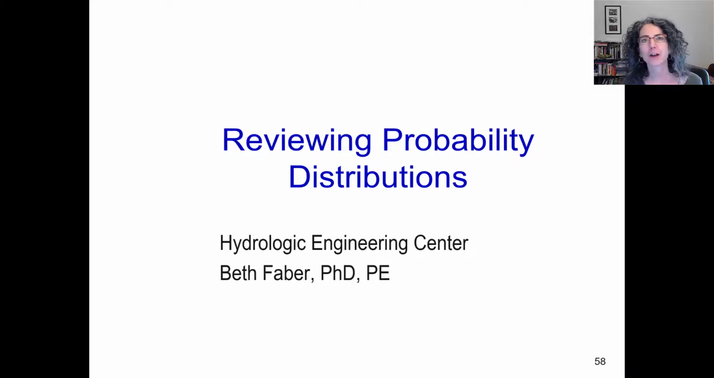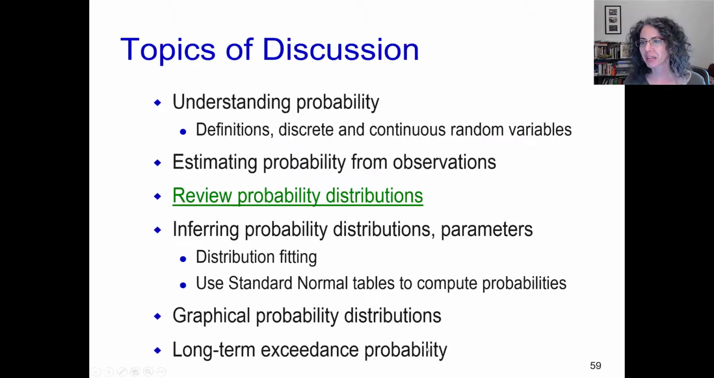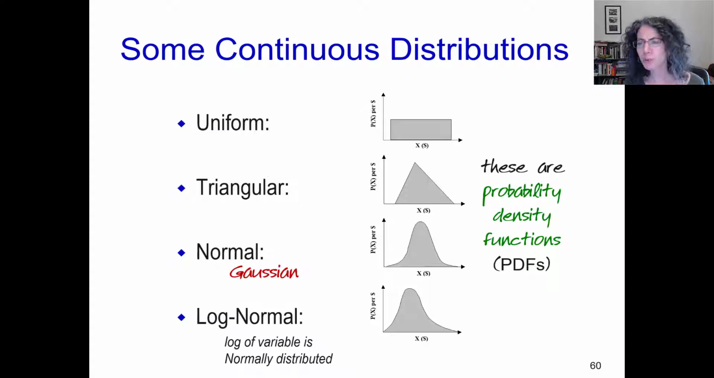Hi, I'm Beth Faber from the Hydrologic Engineering Center, and this is the fourth video of Lecture 2.1, the Basic Probability and Statistics Review. In this section, we're going to review some common analytical probability distributions. This is the third topic in our list of topics. So we're going to talk about some distributions that we can use to describe random variables.